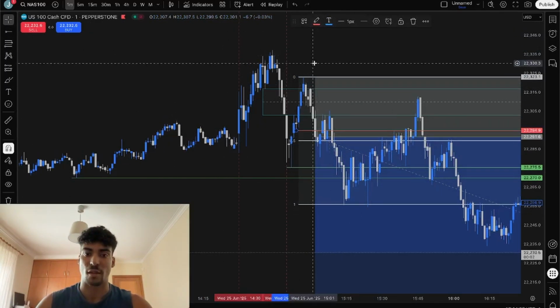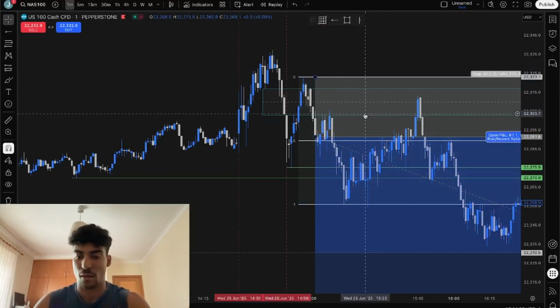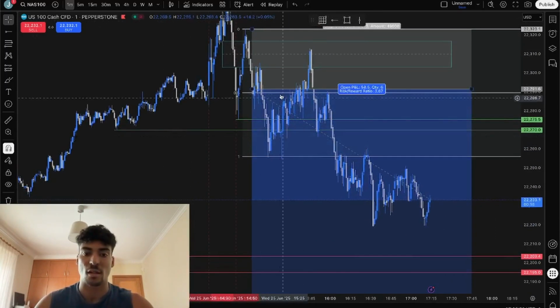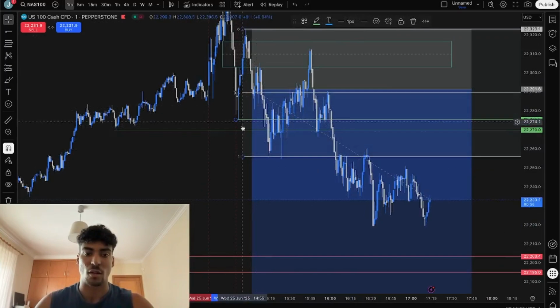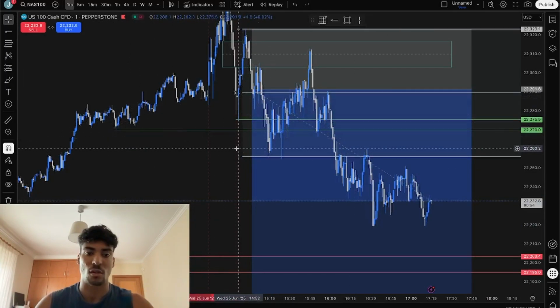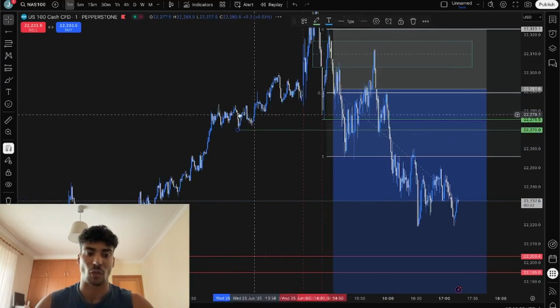Let me put this red. Enter on a break of structure on that. Stop loss above these highs, 1 minute highs. Take profit 1 on these lows. Take profit 2 on these lows, on these 5 minute lows.